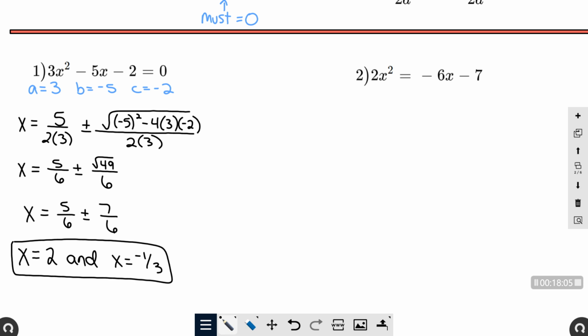Okay, first we have to do what on this problem? Yeah, make sure it equals 0. So let's add our 6 and 7 to the other side.